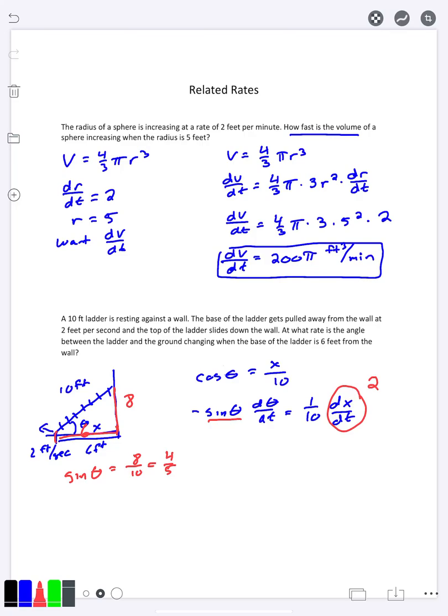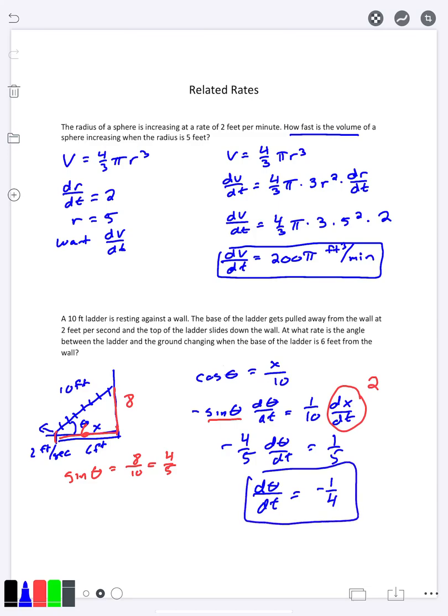And so then we would have negative 4/5 d theta dt is 2/10, which is 1/5. And this would then be d theta dt is negative 1/4. And this is how we get our answer here.